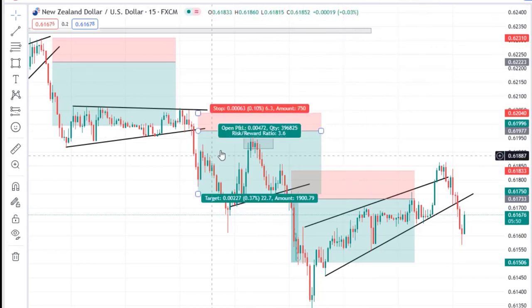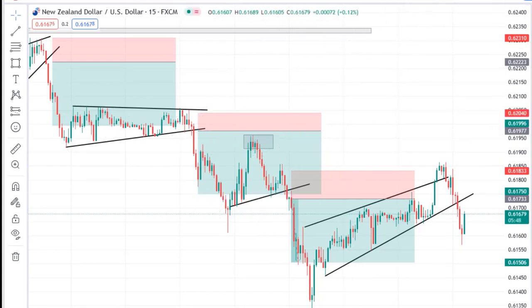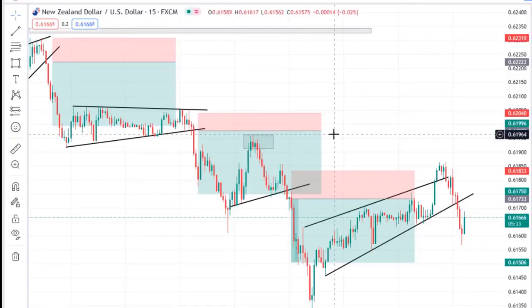So basically we'll be talking about continuation chart patterns, and you are going to see how to identify these chart patterns and then how to catch hundreds of pips just trading chart patterns without complicating your trading. So make sure that you watch the video to the end so that you don't miss any demonstration.